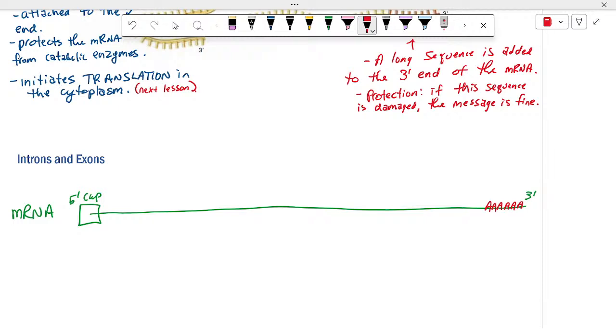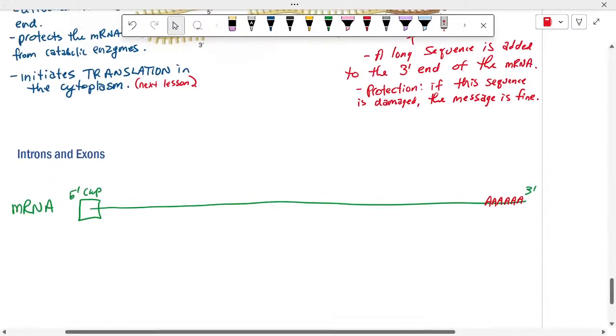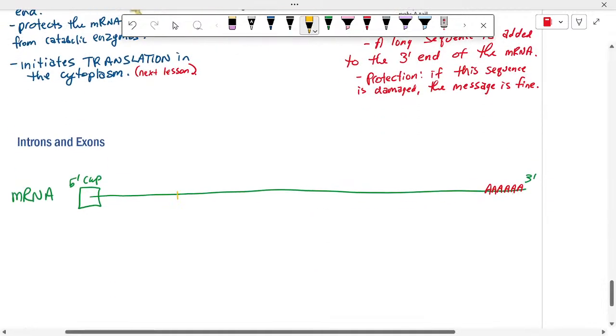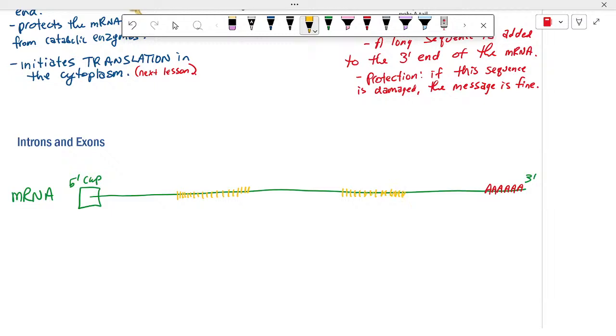And then this segment here, what we actually find... Wait, is that cup or cap or nap? Cap. Yeah, we have the 5' cap. So now, it turns out that in this segment, we will have little segments of this that, depending on what it is being used for, some sections will get cut out and some sections will be kept.